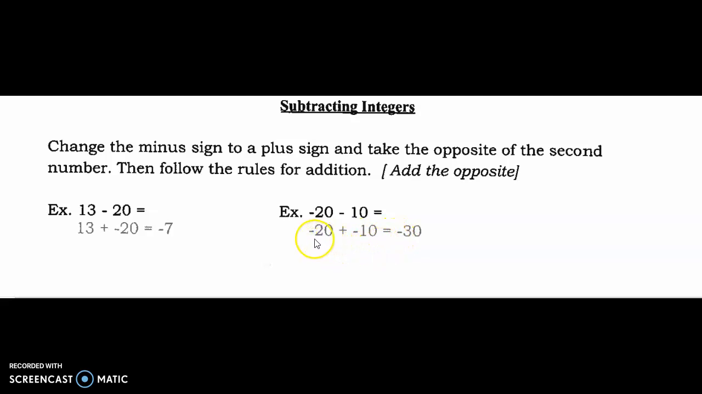If I owe you $20 and I borrow 10 more, now I owe you $30. So in order to make subtracting integers easier, it's easier to change the subtraction to addition. Whatever the sign of the second number is, make it the opposite, and then follow your rules for adding integers.